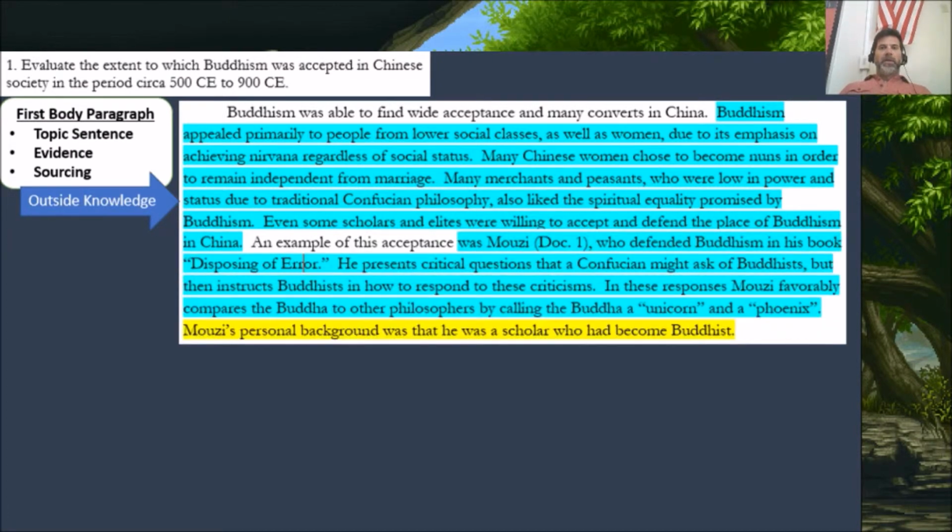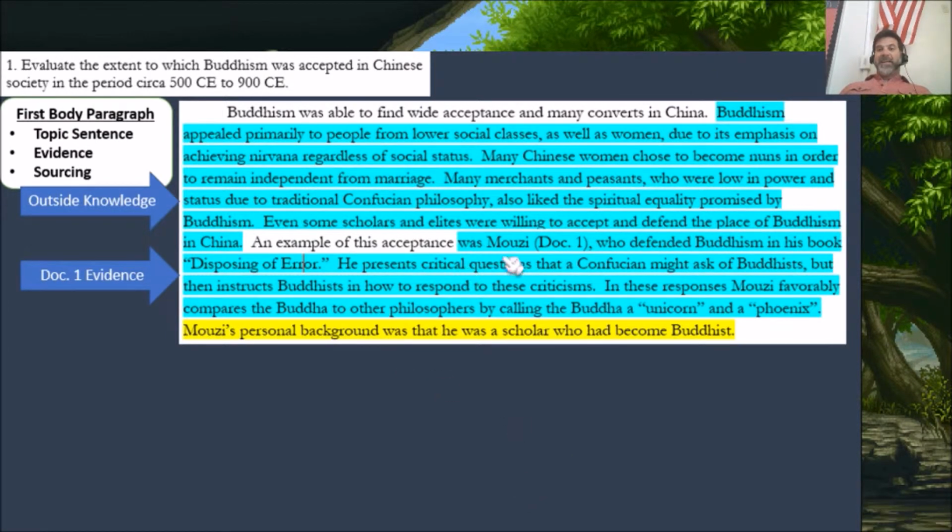So now, let's start talking about the documents. First of all, you should always use linking statements like this in order to make sure that your evidence is getting connected back to the arguments you're supporting. So, if you're talking about acceptance and conversion in China, you should say, an example of this acceptance was, and then you explain the evidence in the document that shows you that.